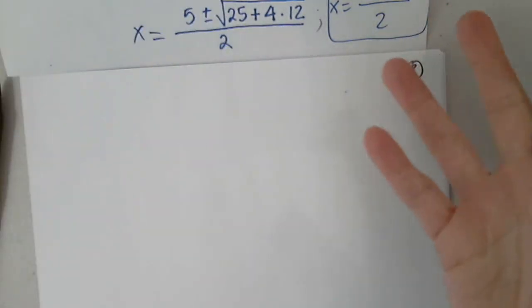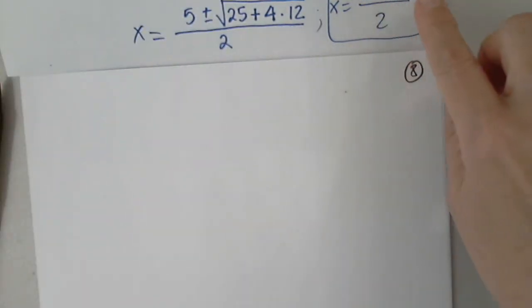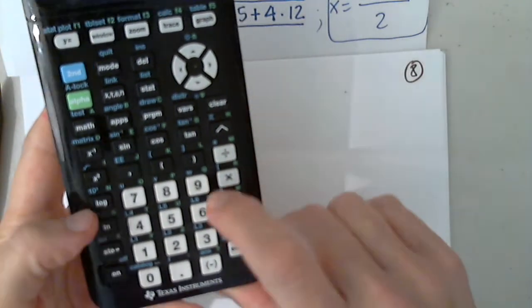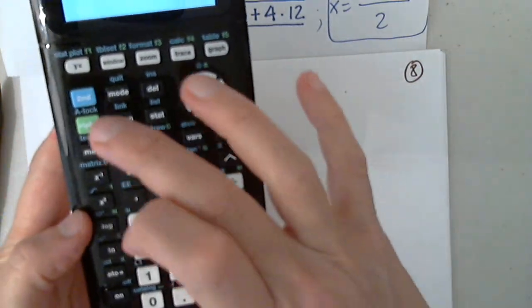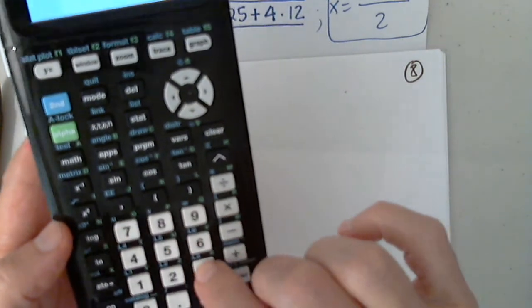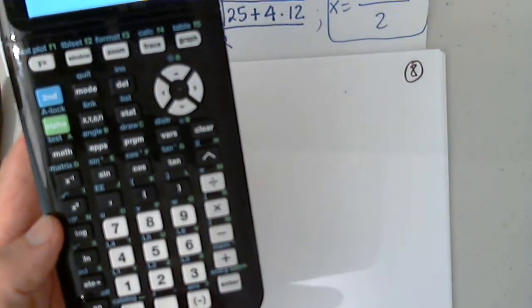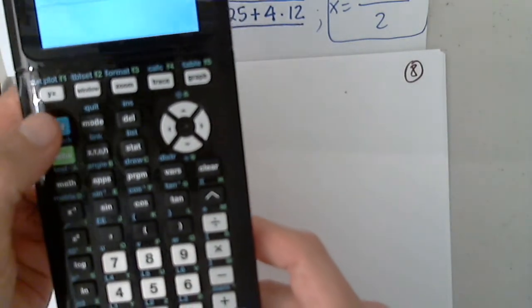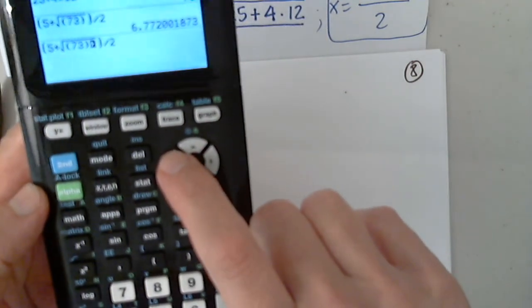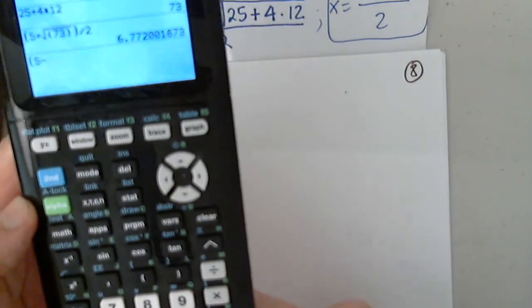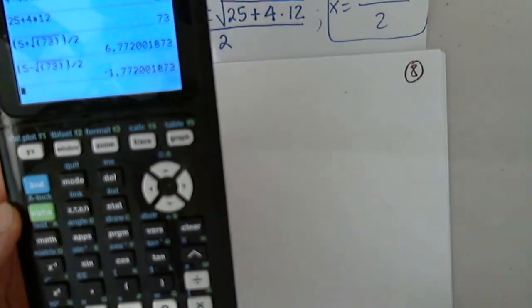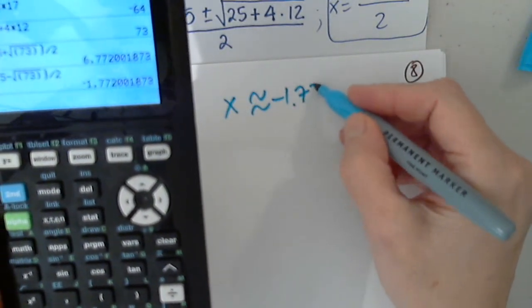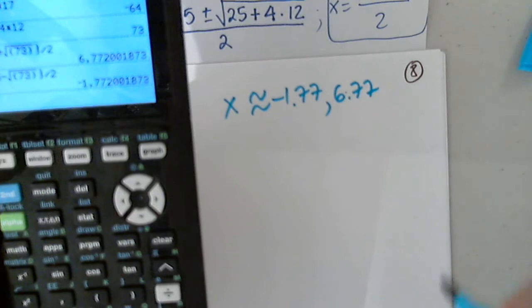Unless I have to tell you I have in my wallet 5 plus the square root of 73 over 2, that makes no sense. And then I have to give you the amount. So 5 plus the square root of 73, I put parentheses everywhere I need to, and divide by 2. Now the other one, I just copy everything and override. And I get this. So if the problem is asking us for approximations, I would write negative 1.77, comma 6.77.